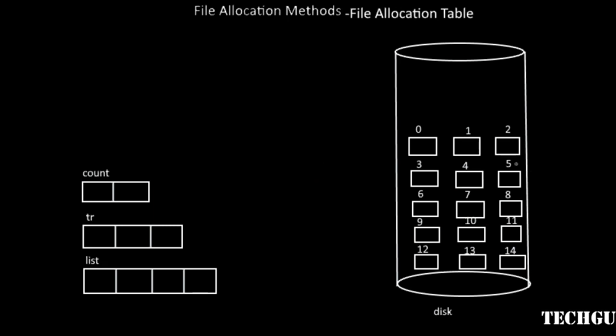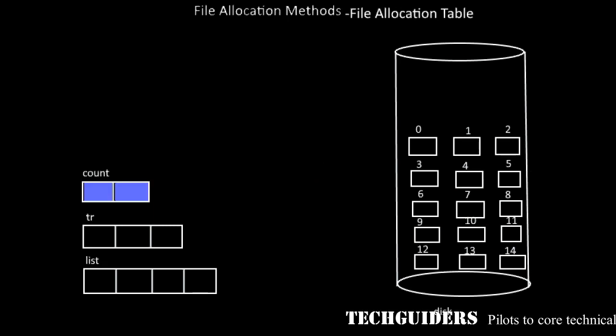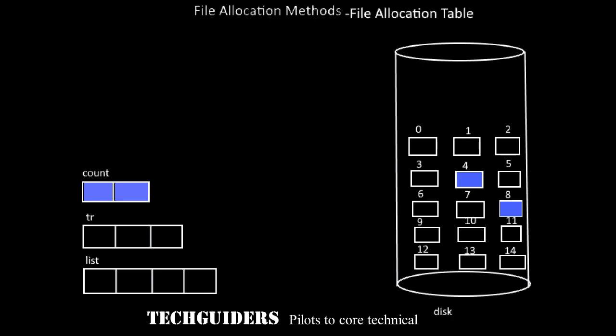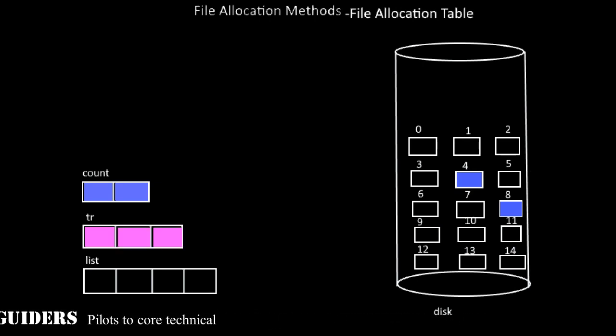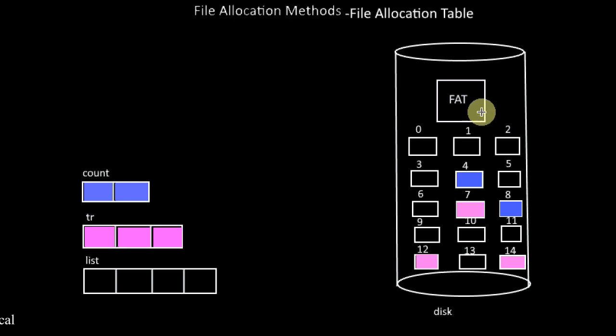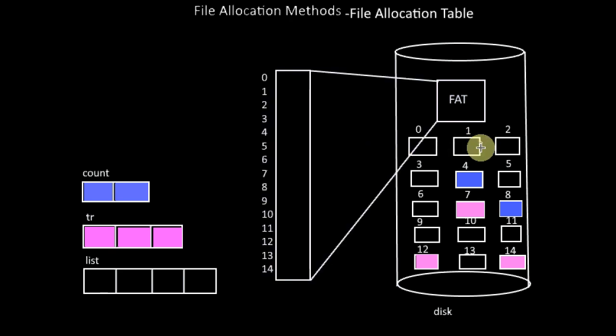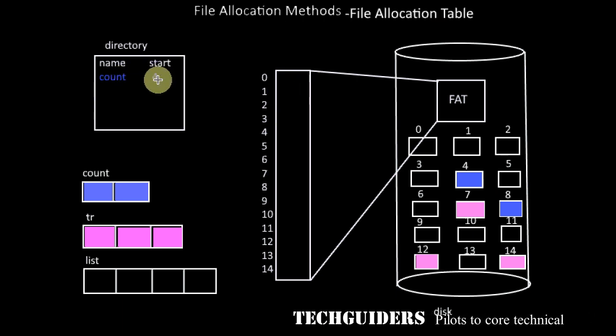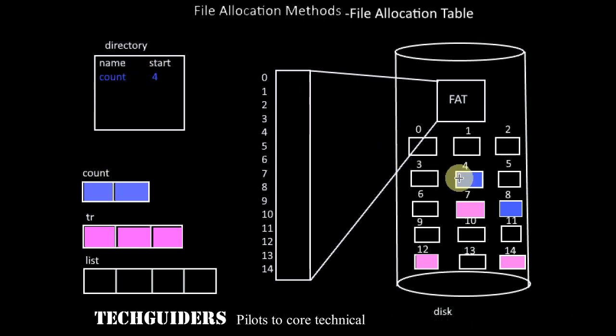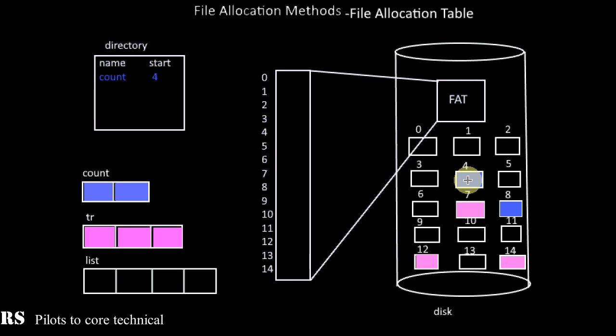Here, similar to the previous implementation, the file is allocated with a non-contiguous set of disk blocks. And a table named File Allocation Table is kept on the disk. For every disk block, there will be an entry in the File Allocation Table with the block address as the index to the table. And the directory entry points to the address of the first file block.